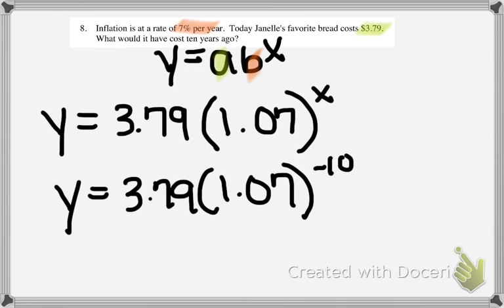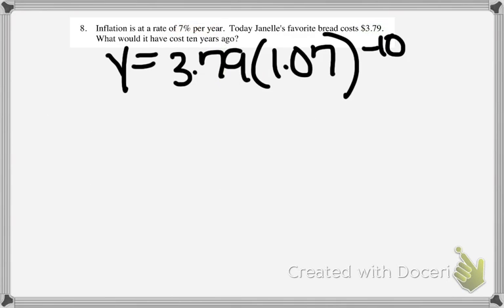Alright, now we have our equation here. And we just have to solve it in order to get the answer to this problem. Now you can either plug this into your graphing calculator and solve, or we can do it by order of operations. So start with exponents. 1.07 to the negative 10th power is going to give us 0.508.